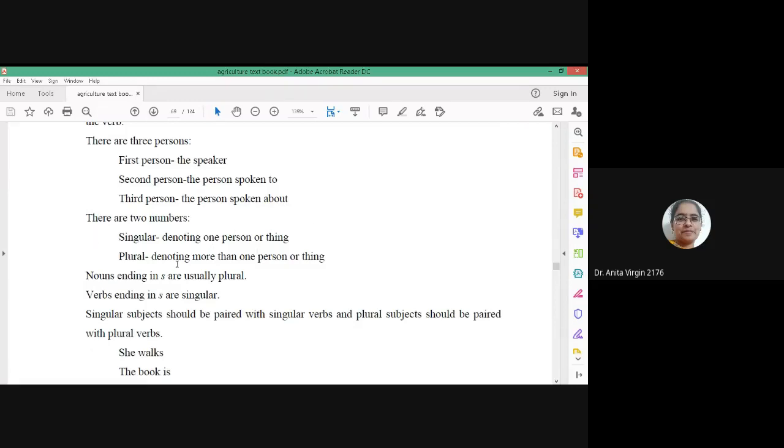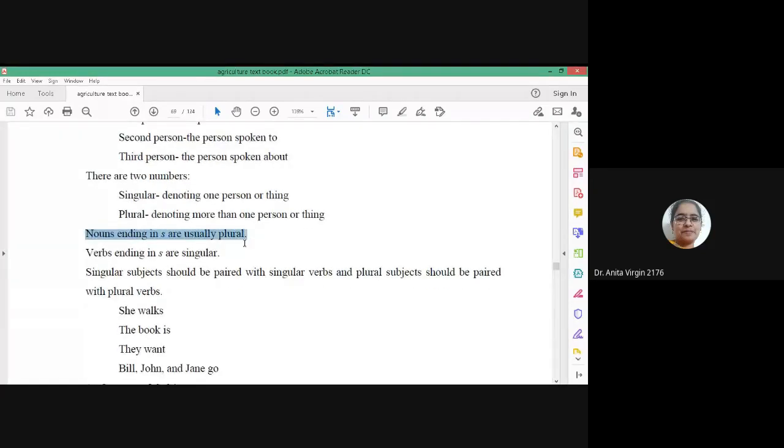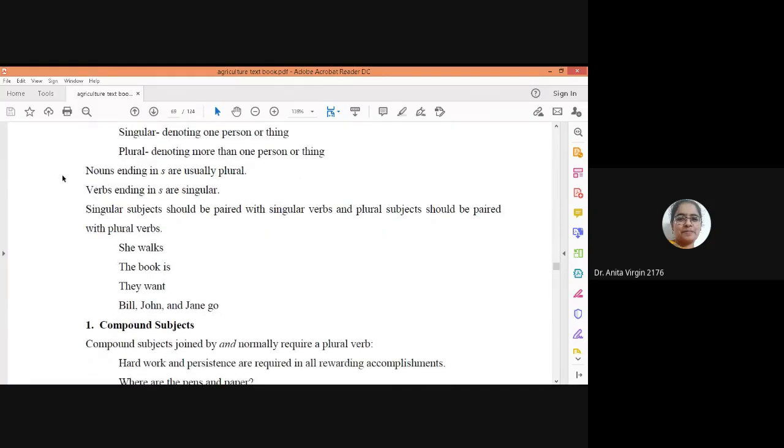And you know what is singular and plural. If it speaks about one person or one thing, it is singular. If it is more than one person, more than one thing, then it is plural. So here they have given: nouns ending in S are usually plural. Verbs ending in S are singular. So this is a common understanding. This cannot go with every noun and every verb. Sometimes it will change also.